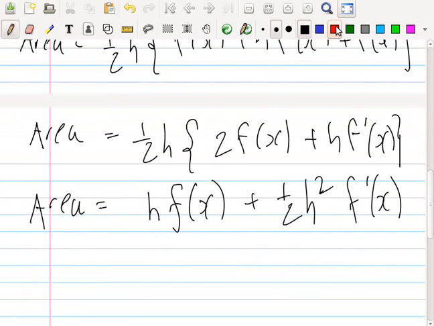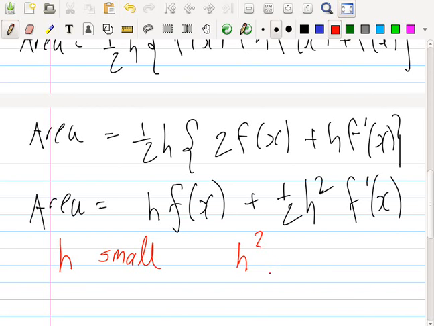Now, nearly finished there. What type of number does h represent? Big number, small number, positive number, negative number? What do you think? Positive and small, yeah. So if h is small, then h squared, will it be smaller or bigger? Oh, no, it'll be smaller.